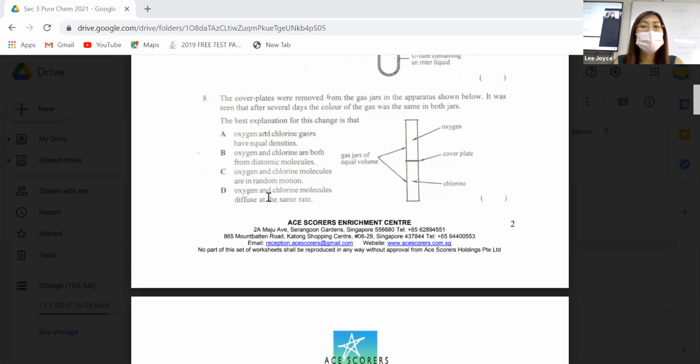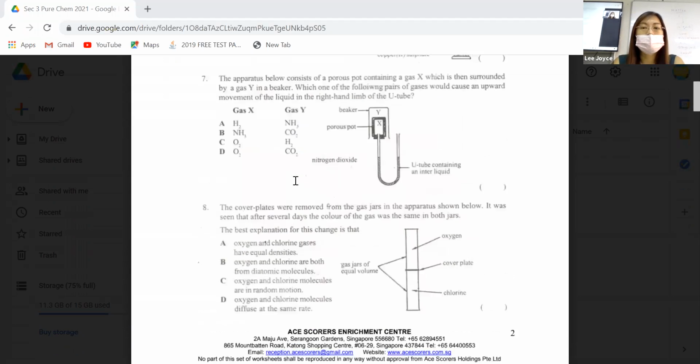So is it correct to say that the oxygen and the chlorine gas will diffuse at the same rate? They don't, because they have different relative molecular mass. But what about C? Oxygen and chlorine molecules are in random motion. So that's the answer. Due to the motion of the particles through diffusion, these two gas molecules can diffuse across one another in random motion. So C is the answer.